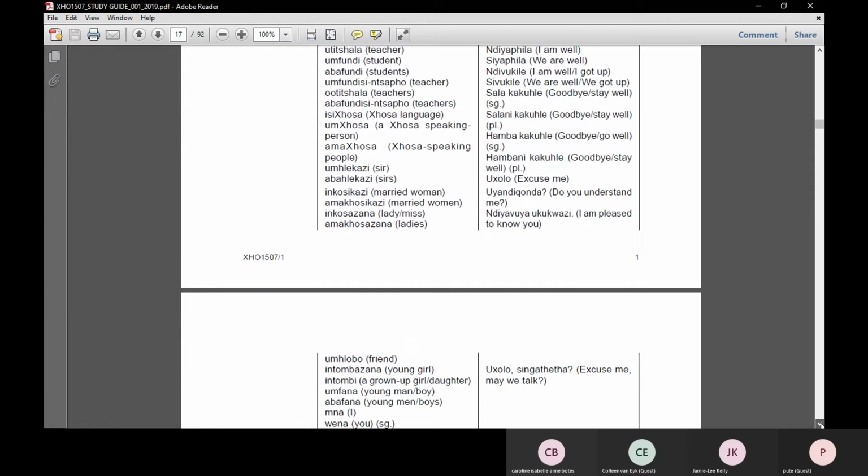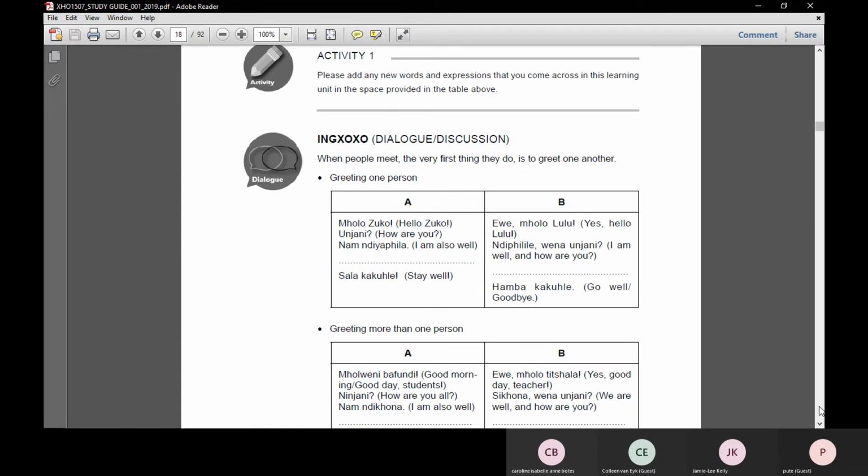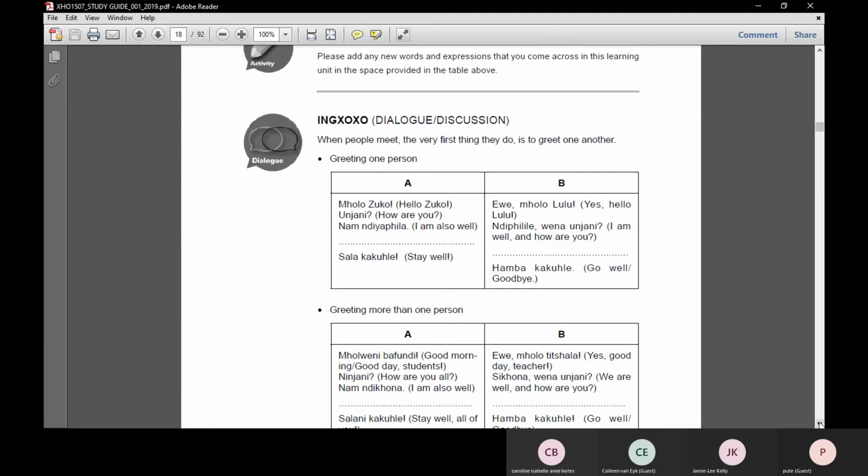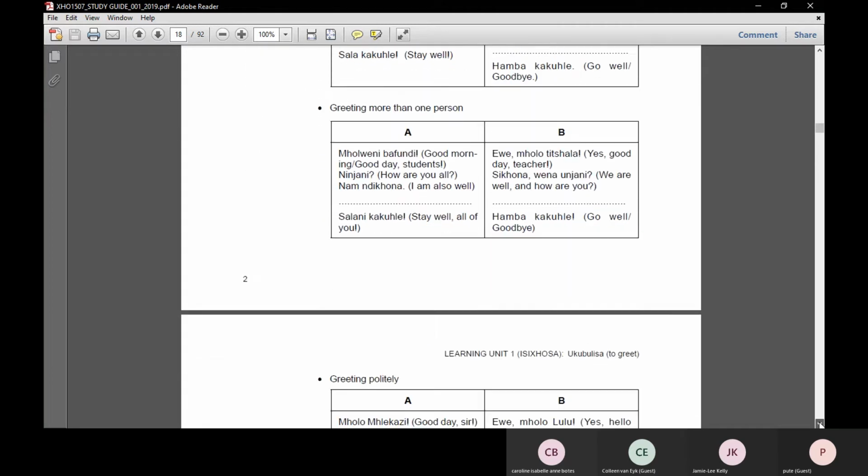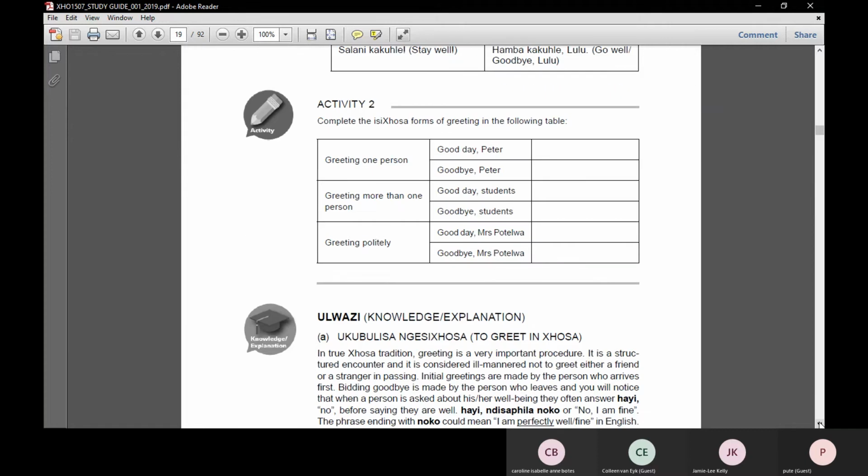Okay, now let's do the exercises. We'll skip activity 1 because it says add any new words you have learned. So we'll go straight to the greetings exercise. Activity 2, complete the isiXhosa forms of greeting in the following table. The first one says greeting one person. How do you say good day Peter in isiXhosa? Molo Peter. Molo Peter is correct. How do you say goodbye Peter? Hamba kakuhle Peter. Hamba kakuhle Peter is correct. Hamba kakuhle also means go well, or you can use sala kakuhle, meaning stay well. They are both correct.